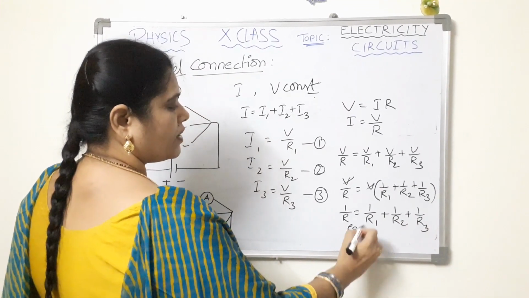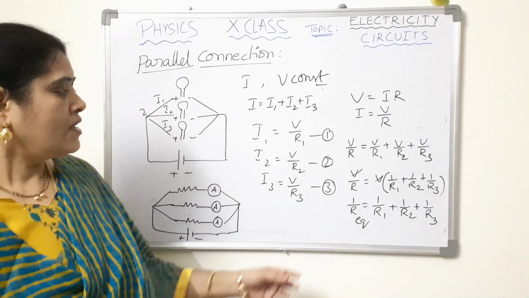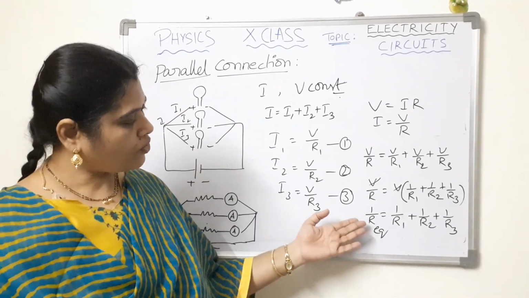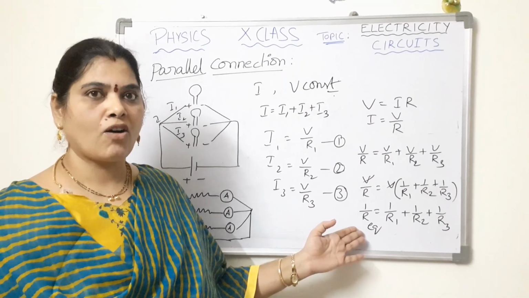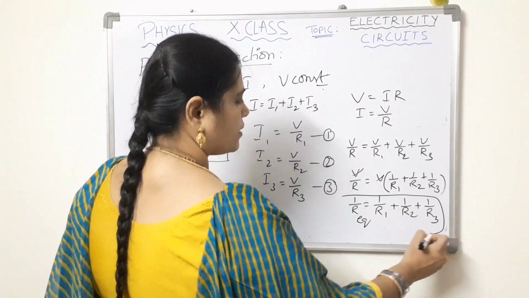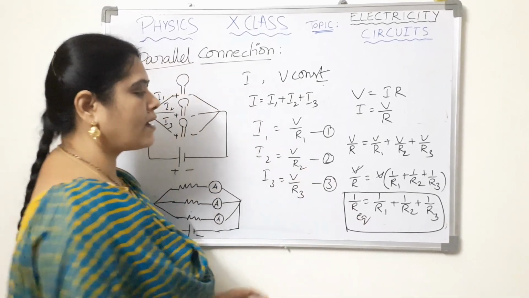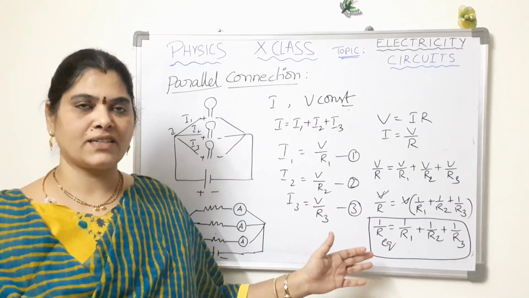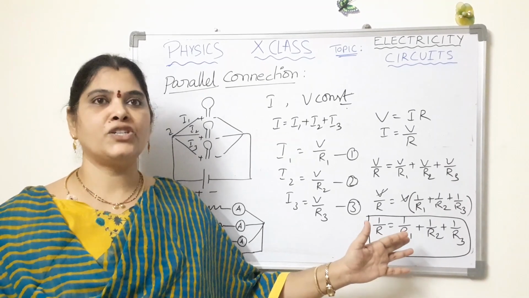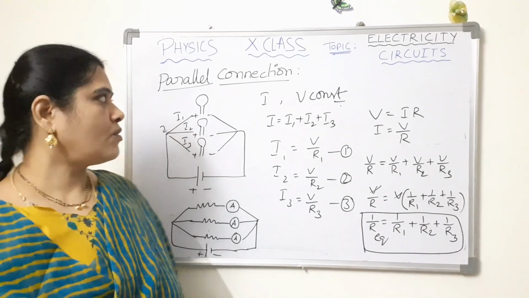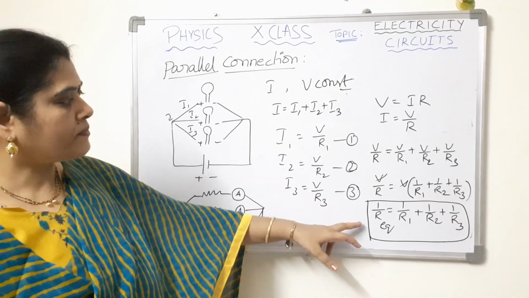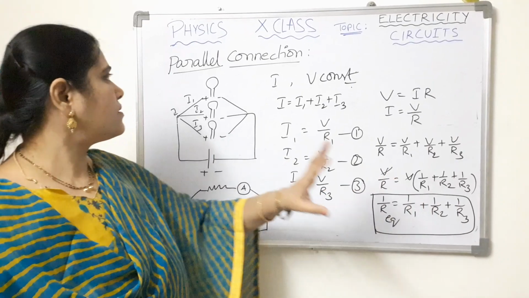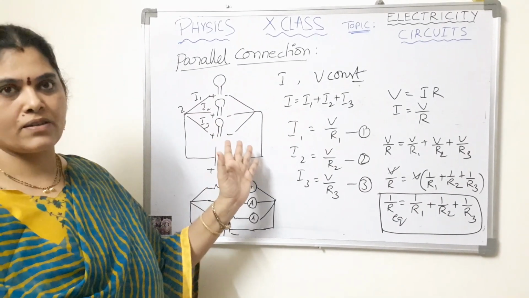Again this is the equivalent. So the reciprocal of equivalent resistance is like this. The equivalent resistance in parallel connection is less than each individual resistance. So this is the expression for the equivalent resistance for the resistors in the parallel connection.